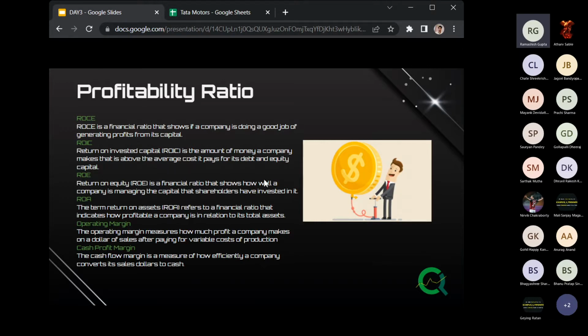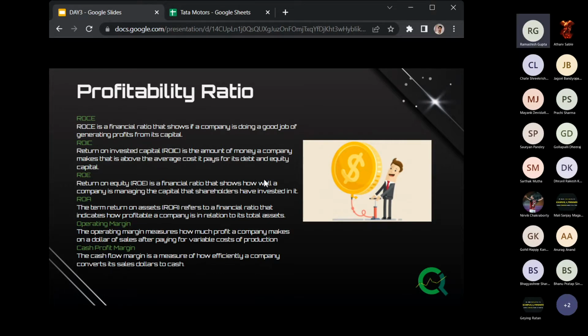Next is return on equity. Equity basically means the amount of money that we have got from people by selling them the shares of the company. So we'll calculate the return on equity. Then there is return on assets. That means the total assets that the company has right now and how much return it will generate from that asset. Next is operating margin.